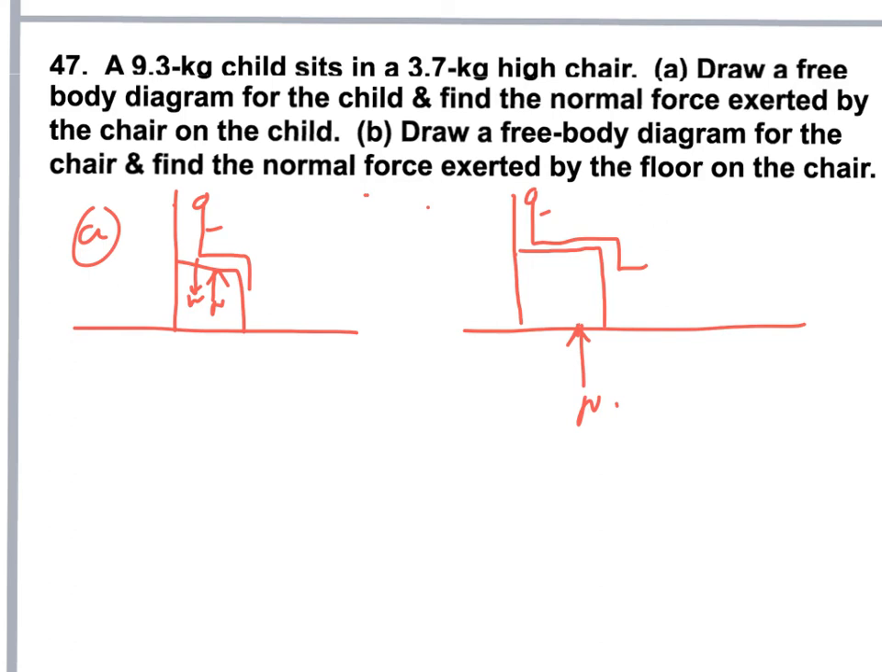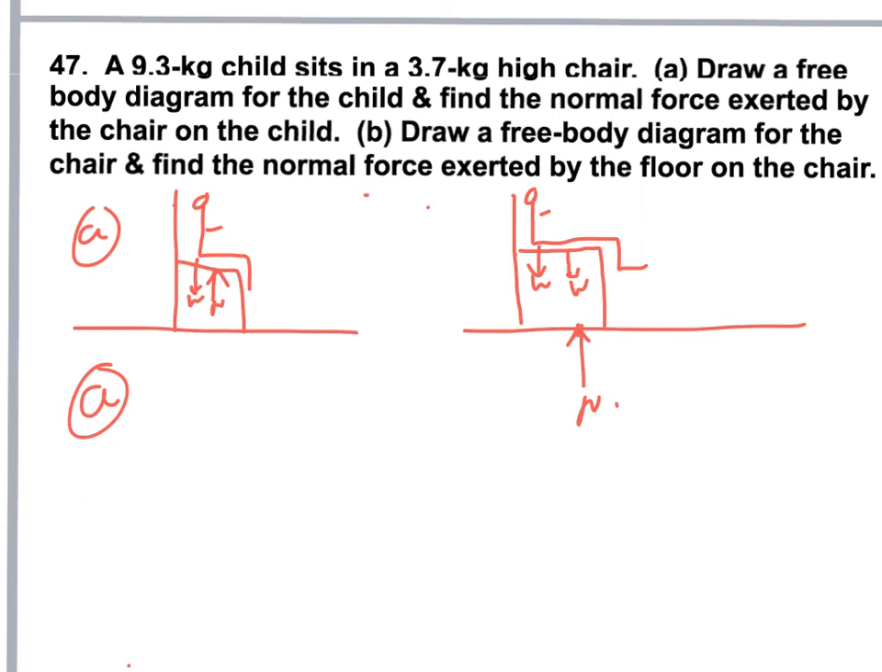So the other forces, again, there are three of them. The three forces on the chair are this normal force exerted on the chair by the floor, acting upward, and then the weight of the chair and the weight of the child, both acting downwards. So here's our three forces.